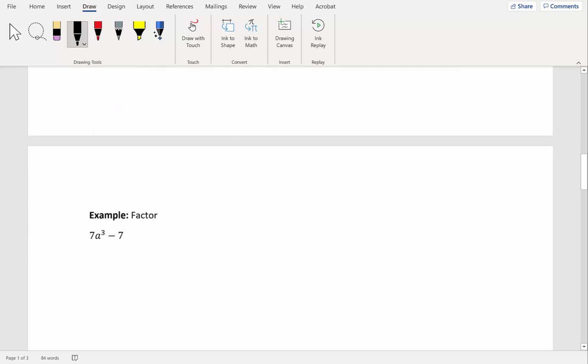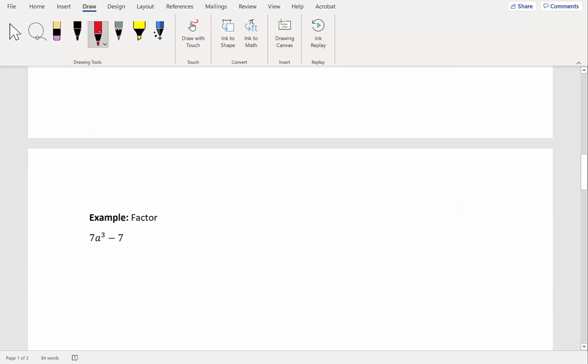Okay, next problem. Factor: we have 7a cubed minus 7. Remember, start off with the GCF. I notice they both have a 7 in common. I can factor that out. If I factor out the 7, I'm left with a cubed minus 1.